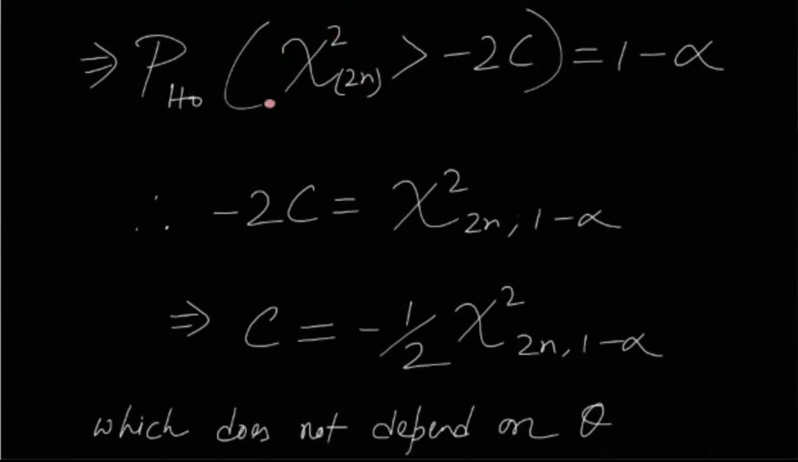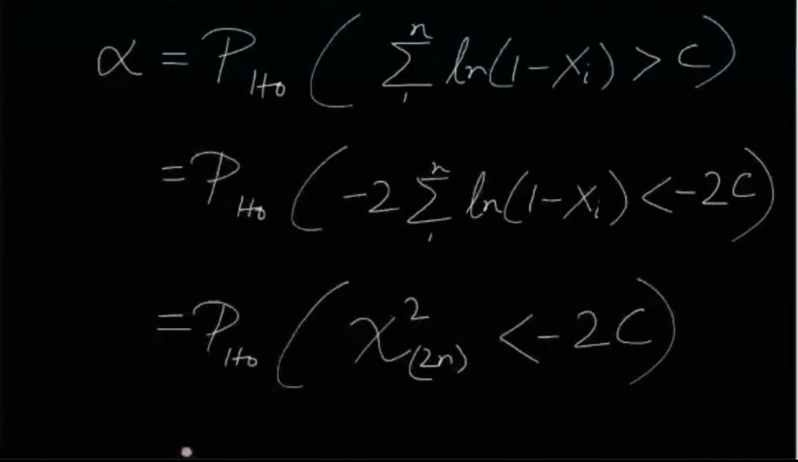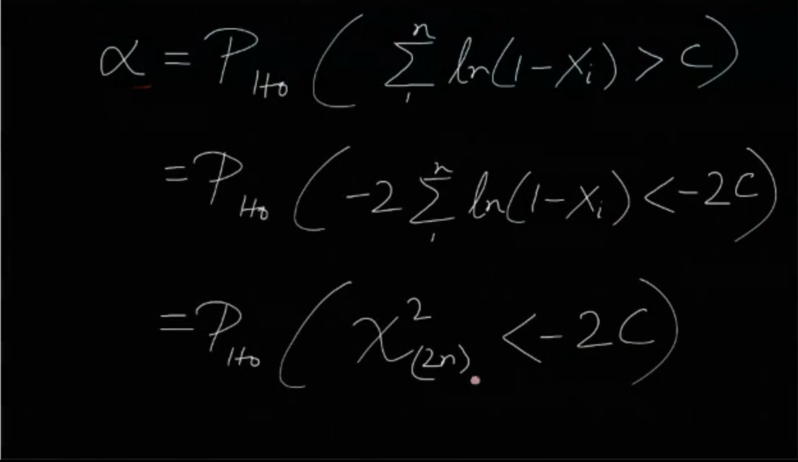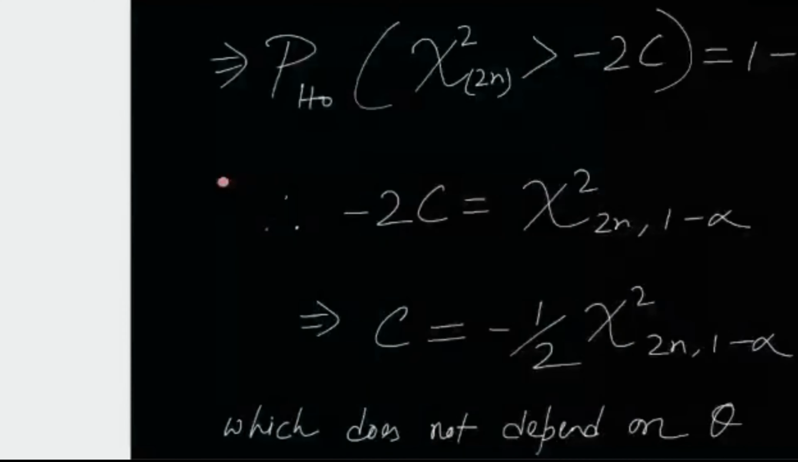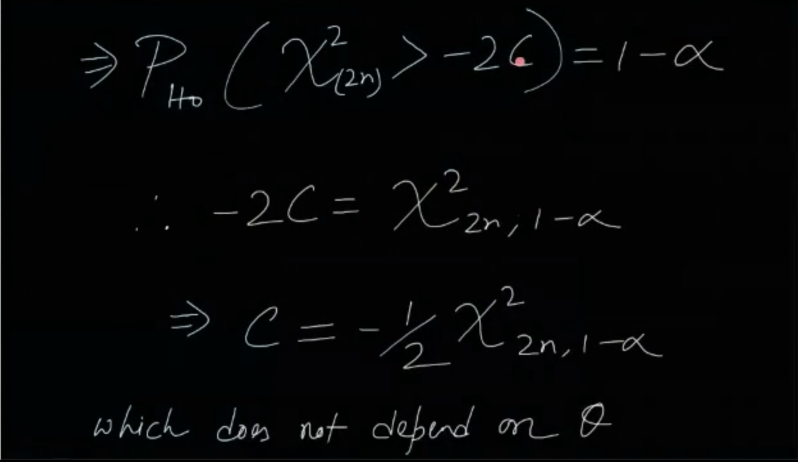That means the probability that chi square 2n is greater than minus 2c is actually 1 minus alpha, right? Just reversing the inequality. This thing here was alpha, being less than minus 2c. Now this thing being greater than minus 2c is actually 1 minus alpha. This means minus 2c is nothing but the upper cutoff point, right? So minus 2c is actually chi square 2n comma 1 minus alpha, because beyond this point the probability that chi square 2n is greater than this particular point is 1 minus alpha. Therefore minus 2c must be chi square 2n comma 1 minus alpha, right?